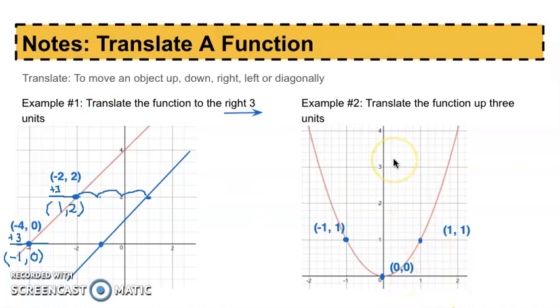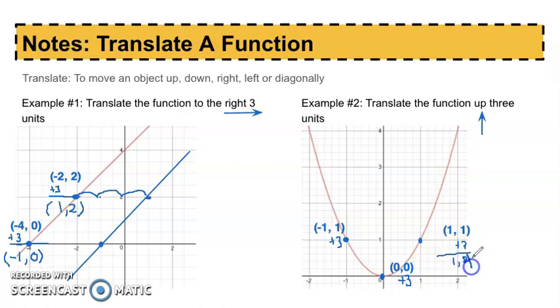Example 2 asks us to translate this quadratic function down here up 3 units. Remember, when we're talking about going up, that would now be our y values. So here we're actually going to be adding 3 to each of our y values in order to move our function up 3 units. So again, I'm adding 3, and adding 3.